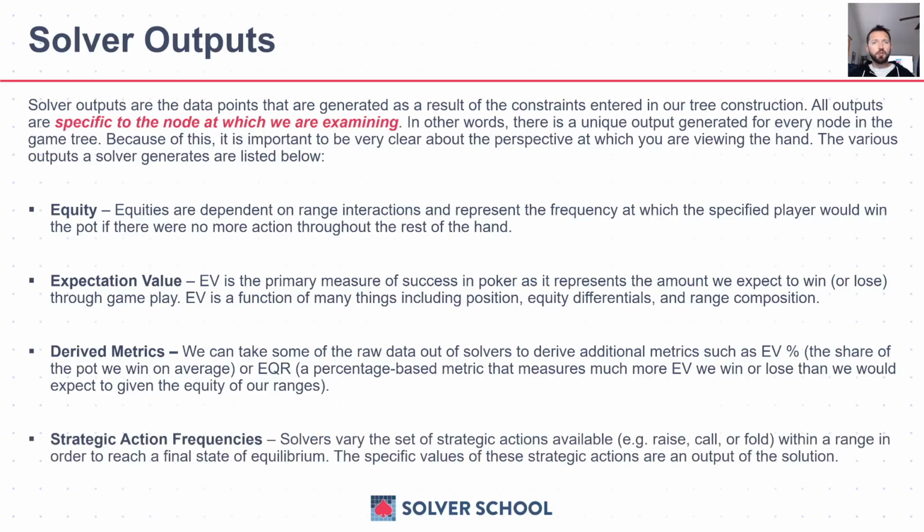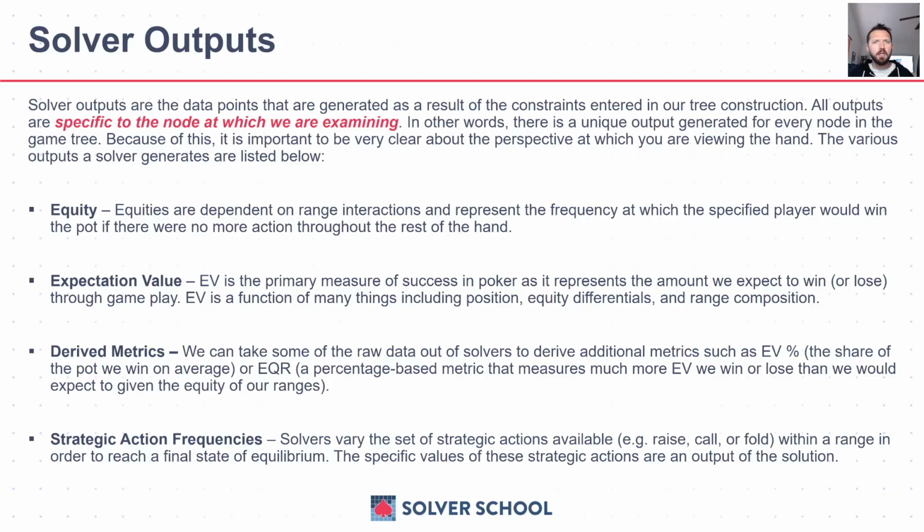And then finally, the strategic action frequencies. I have that as an input, and I also have that as an output. What solvers will do as they're trying to optimize for expectation value is that they're going to vary the set of strategic actions, so things like raising or calling or folding or betting within a range to ultimately reach a final state of equilibrium. And these specific values of the strategic actions are an output of the solution. And the strategic action frequencies are kind of interesting in the sense that they can be an input, fixed through node locking, or they can be an output when we're not necessarily fixing them. They get varied as a part of the solution.